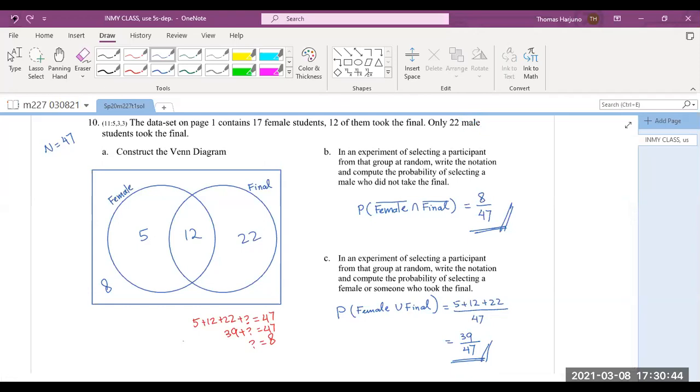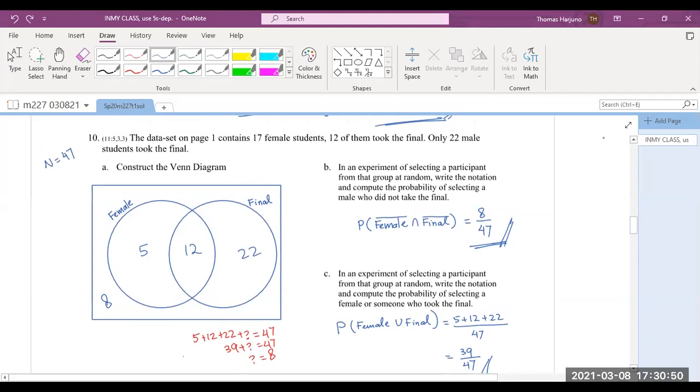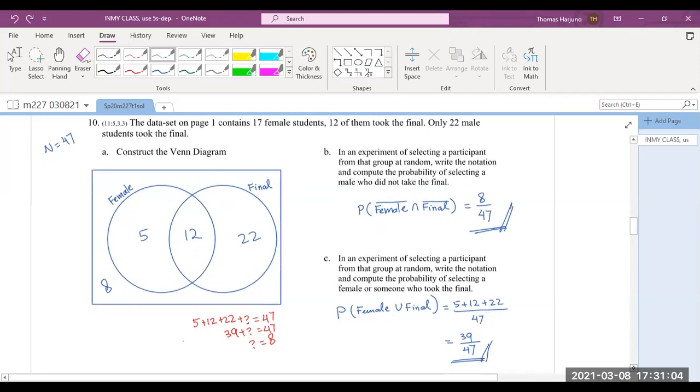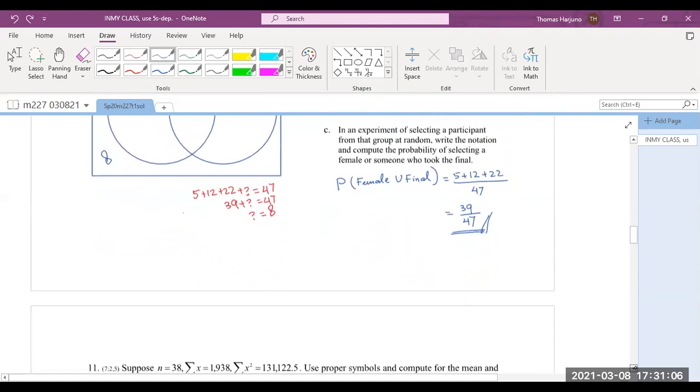Okay, that's for number 10. This way, then you know when you read, you need to be critical. You have critical reading, right? It means when you read, you need to pay attention to those little details. Female, male, took final, didn't take final. Okay, let's go on to number 11. Number 11 is supposed to be something you know.